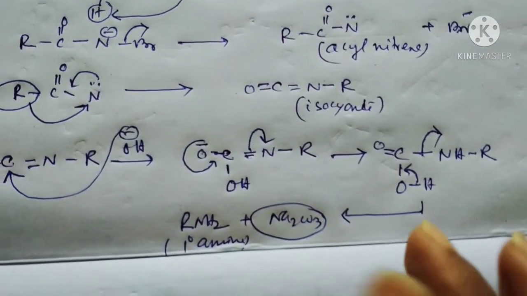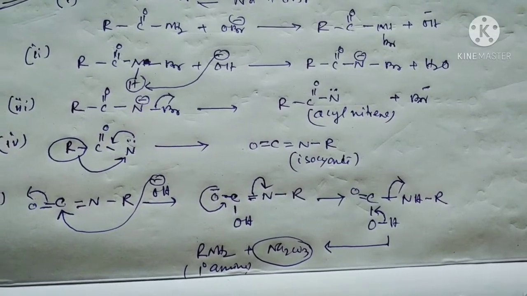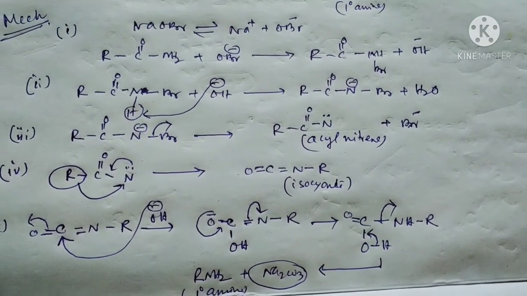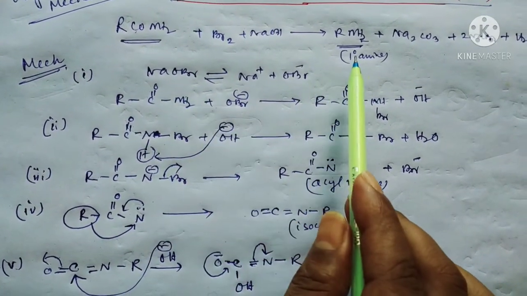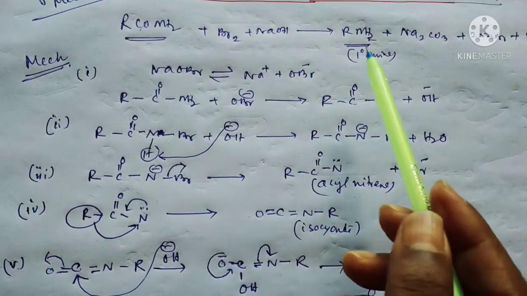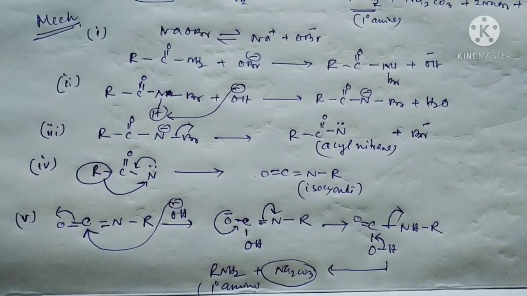Okay students, and this is the total mechanism I have already shown you for the formation of the first degree amine from the amide by the Hofmann degradation reaction. Now I am going to show you some examples.